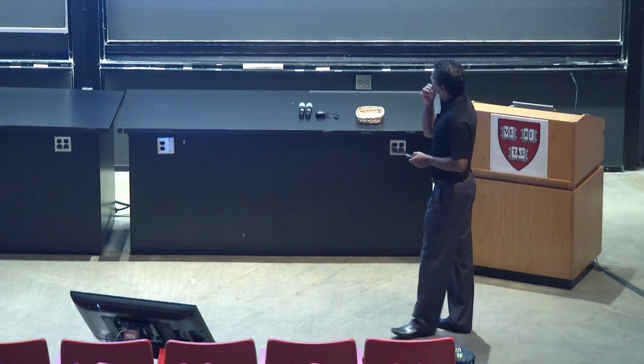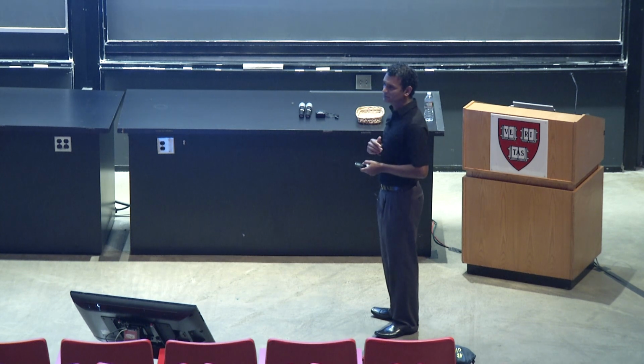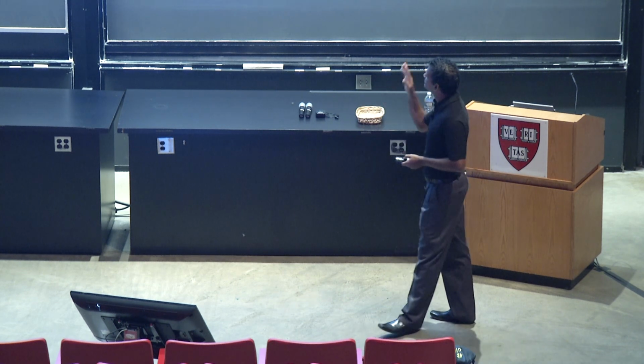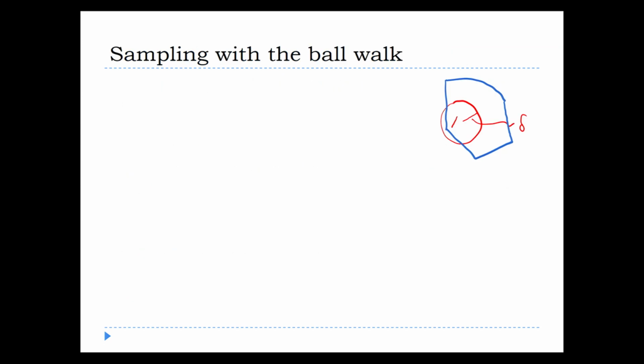There are related problems we'll see later, computing the volume of such a body and minimizing a convex function over a convex set, which will be quite closely related to the sampling question. Okay, so that's the problem we're working on.